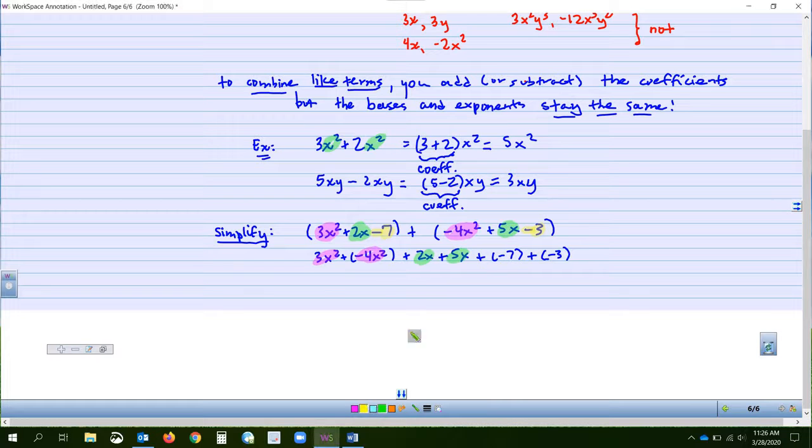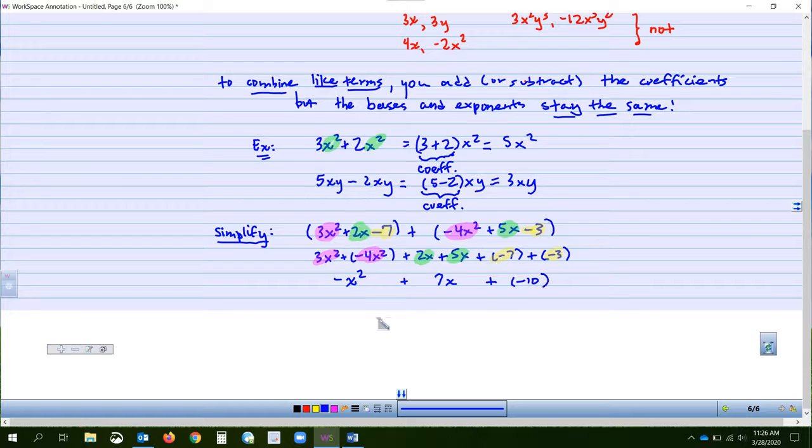Those two getting combined. Remember, subtracting a positive is the same as adding a negative. So when I put these two together, I have 3 positives plus 4 negatives. That gives me a negative 1x squared, or just a negative x squared, or the opposite of x squared, plus 2x plus 5x gives me 7x, plus negative 7 plus negative 3 gives me negative 10.